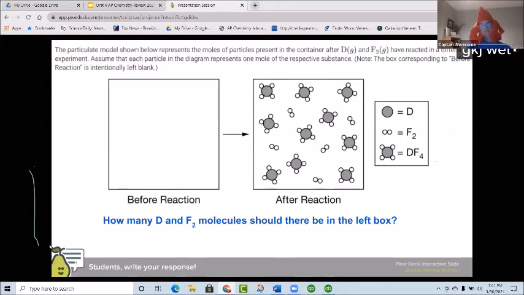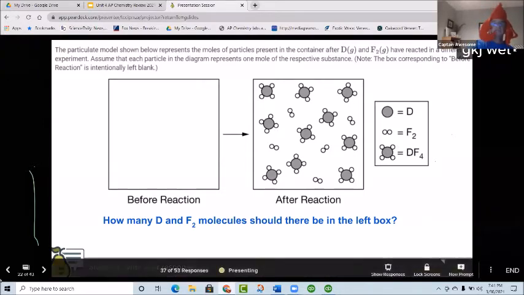And obviously you can look and go, oh, there are no more D molecules left all by themselves, so D must be limiting. And there are some F2 molecules hanging around all by themselves on the right-hand side, which means there must have been an excess. So there's lots of questions that you can actually write about this.